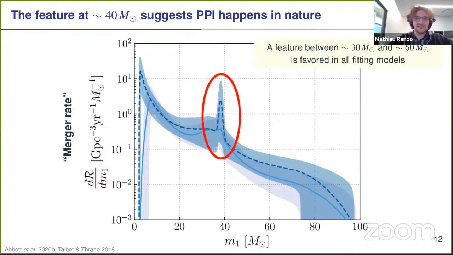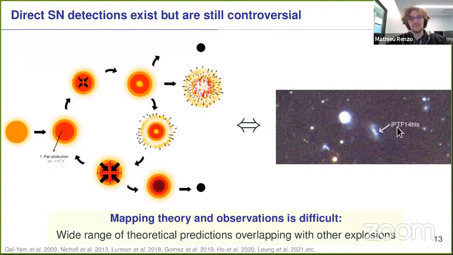This is not because other evidence doesn't exist. For example, supernovae observations and the observations of the explosions themselves do provide some evidence, but it's always controversial. It's always debated. And the reason is that the theory and the models of this pulsational pair instability process have a wide range of predictions for the electromagnetic transients, and these predictions overlap with the predictions for different explosions, like normal supernovae or other kinds of stellar transients. And so this is why demonstrating that this process works by directly finding the explosions has been challenging.